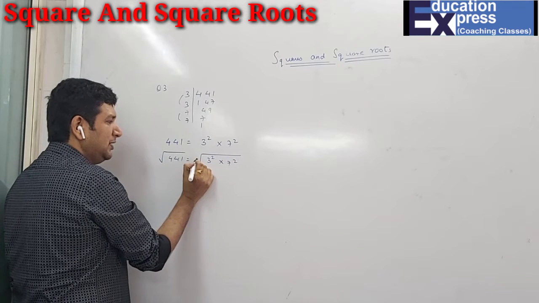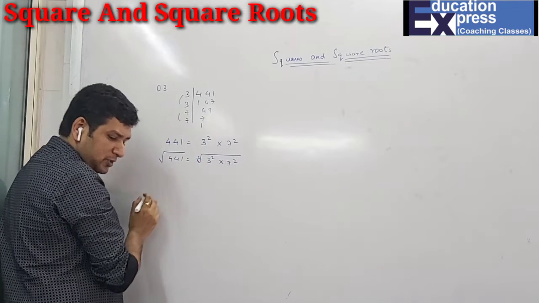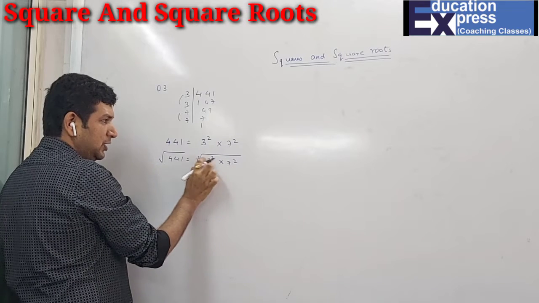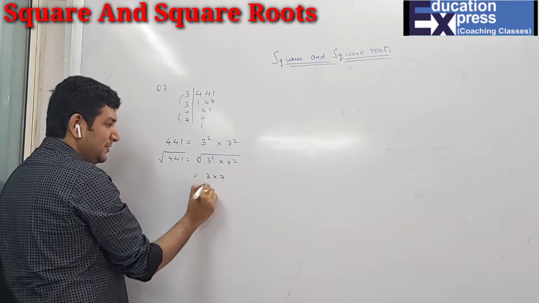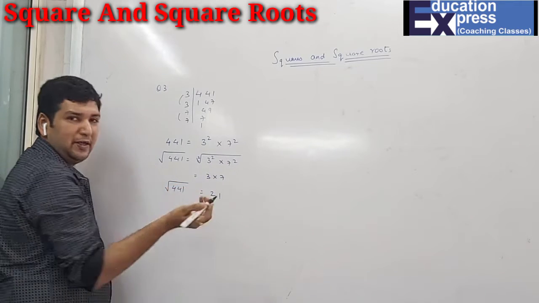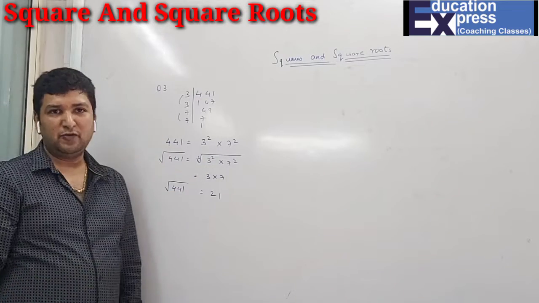And as I have told you, that nothing is mentioned, it's 2. So this 2 and 2 will get cancelled. If they get cancelled, what is left? Only 3. 2 will get cancelled, what is left? 7. 3 7s are 21. That is, the square root of 441 is 21. This is the presentation for the sum.